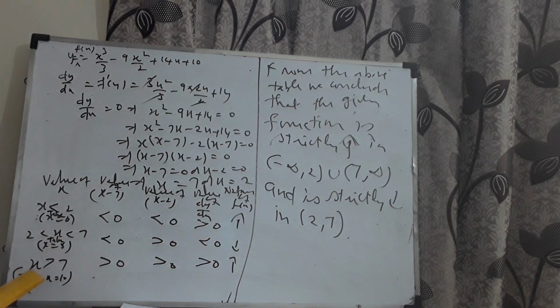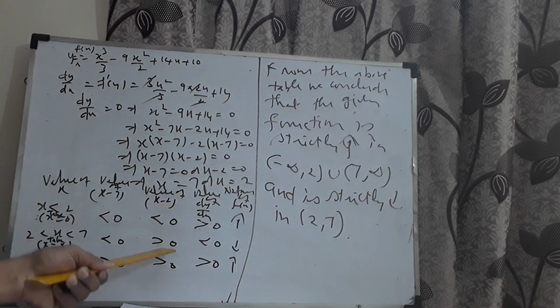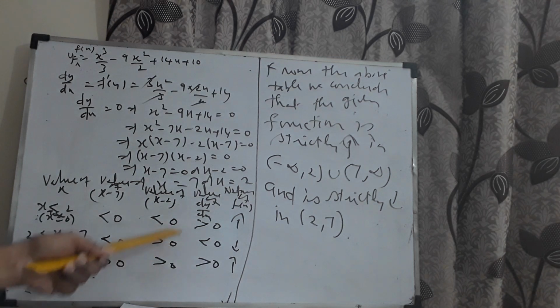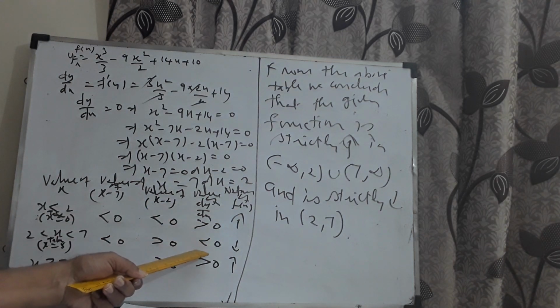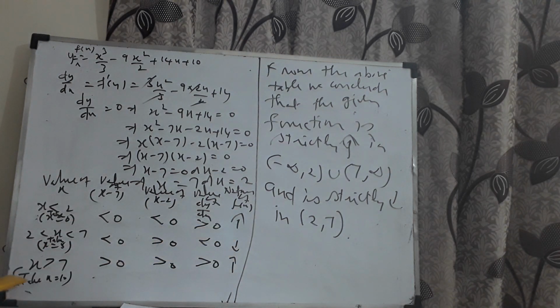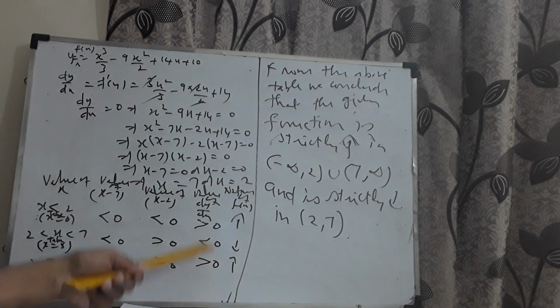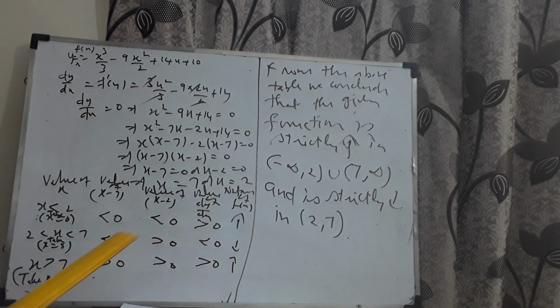2 less than x less than 7, take x equal to 5. Better to write this down in our examination paper also. Now 5 minus 7 is negative, 5 minus 2 is positive. Negative into positive will make dy by dx negative. When dy by dx is negative, the function is decreasing. x greater than 7, take x equal to 10. 10 minus 7 is positive, 10 minus 2 is positive. Plus into plus will make it plus. dy by dx is positive, implies the function is increasing.